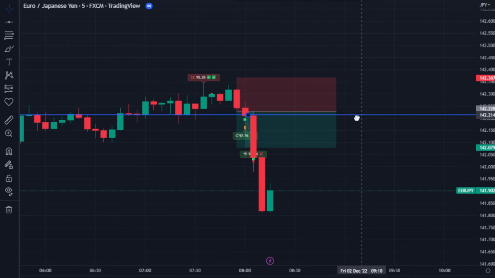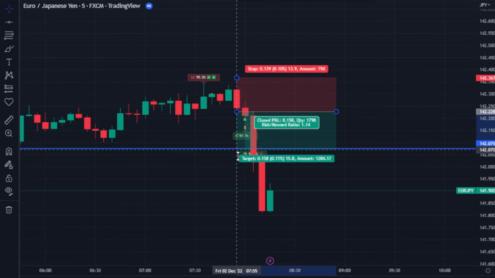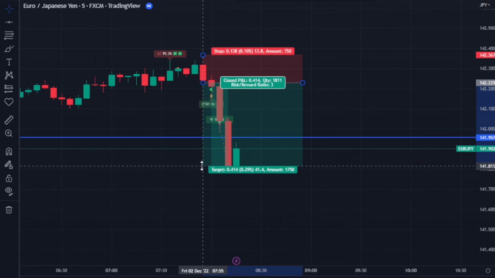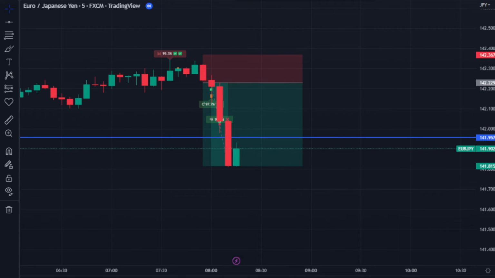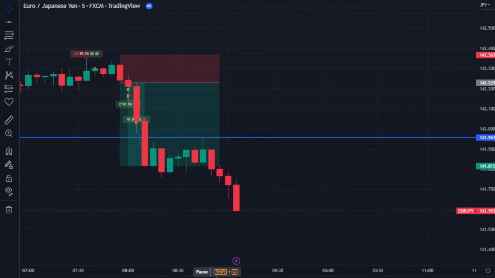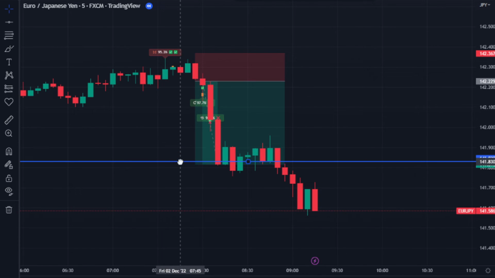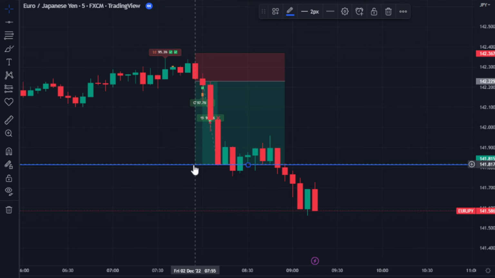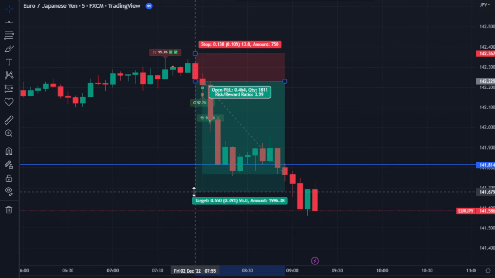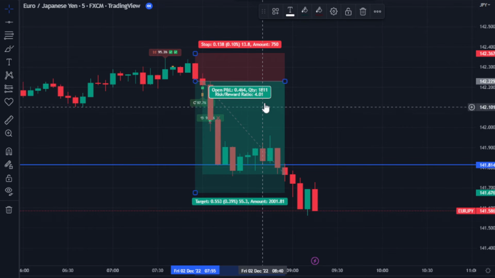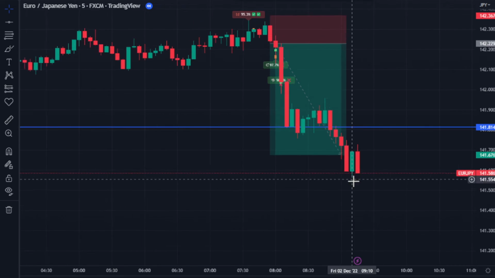Incredible, the price reached the risk-reward ratio of 1-to-3 very quickly, so we move the stop loss to the risk-reward ratio of 1-to-2. Now the price reached the 1-to-4 risk-reward ratio, so we move the stop loss to the 1-to-3 risk-reward ratio of our take profit.